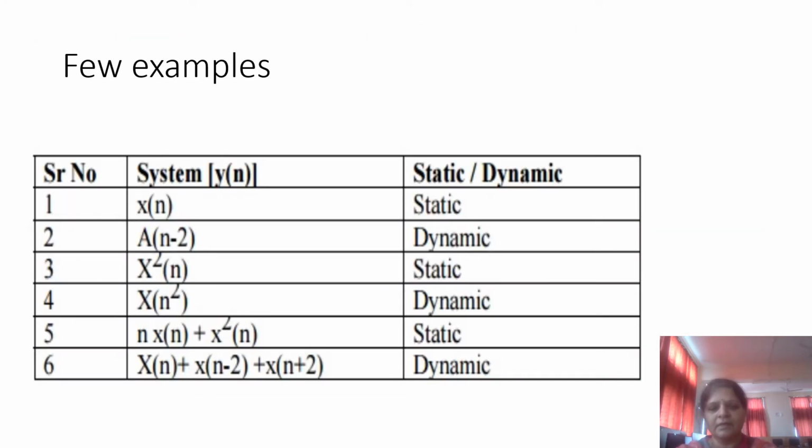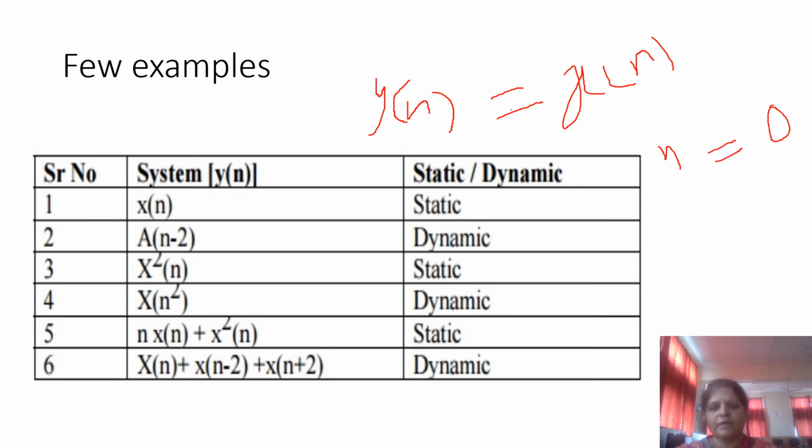So x of n, see, if I want to find y of n, I will require only those values of n which are presently available. For x of n, if n equal to 0, if I want y of 0, I need a value of x of 0. If n is equal to 1, I need x of 1 to get y of 1. So present value of input will give me present value of output.